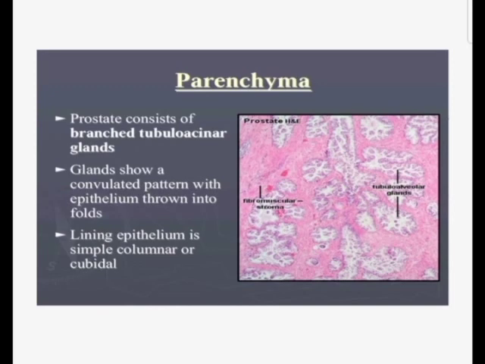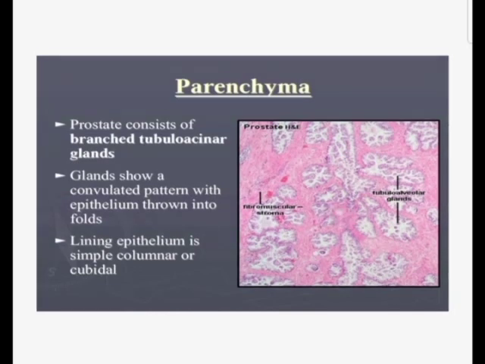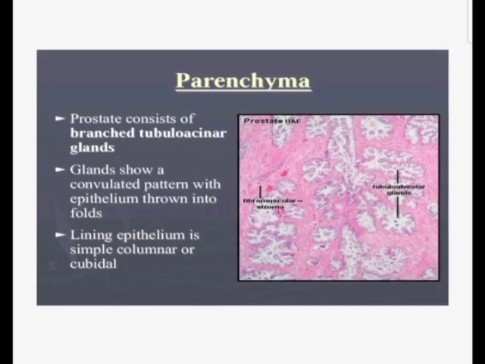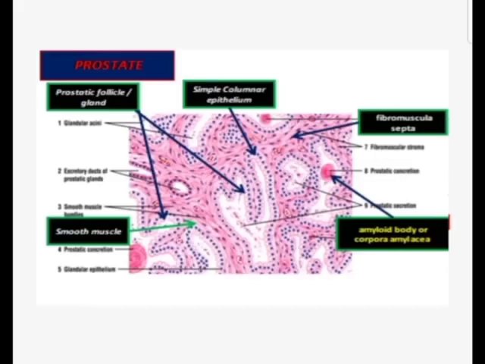As regards the parenchyma, can you see the diagram? These are the prostatic acini. Prostate consists of branched tubular and tubuloacinar glands, and these glands show a convoluted pattern with epithelium thrown into folds. You can see the folds of the epithelium into the lumen of the alveoli. Lining epithelium is of simple columnar variety. It may be cuboidal sometimes.